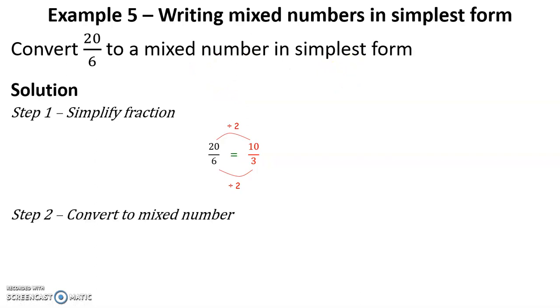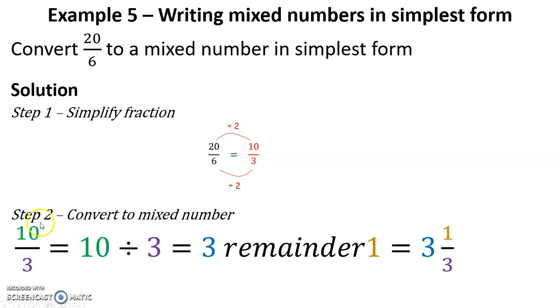Step 2 is to convert to a mixed number, and I'm going to follow the same process as we did before. I've even kept the same colours to try and help us remember what we're doing. So 10 divided by 3, my numerator divided by my denominator, equals 3, and I have a remainder of 1. So the 3 is my whole number, the remainder is my numerator, and my denominator remains the same. So it's 3 1/3.